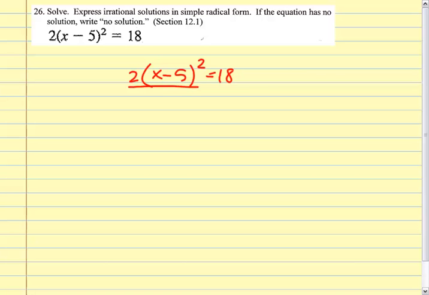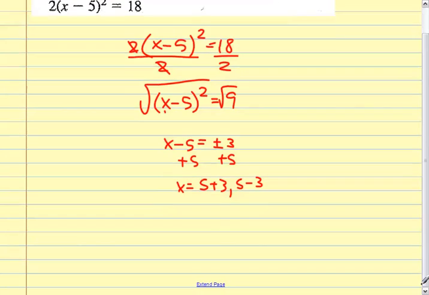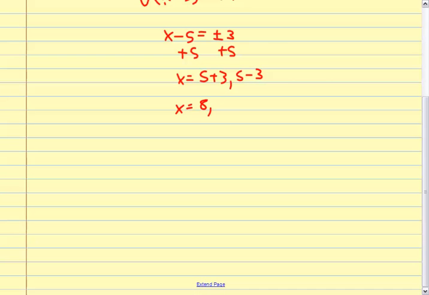Divide both sides by 2. Get the thing that's being squared by itself. X minus 5 squared equals 9. Yep. Now what? Square root of both sides, and x minus 5 equals plus or minus 3, because we took a square root, but there's a variable underneath. Now what, Miles? Add 5 to both sides and you get x equals 5 plus or minus 3. X equals 5 plus 3 and 5 minus 3, which is 8 and 2.